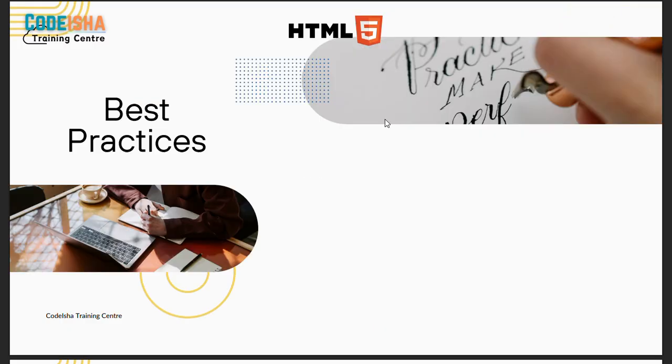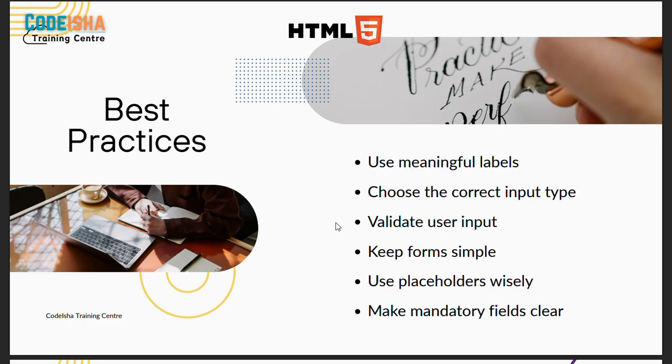And when we use these input types in HTML, we need to follow these best practices. So use meaningful labels. When you are adding input types, you must add meaningful labels. And choose the correct input type. For example, if we need a telephone number and we mistakenly add the input type as number, it will not work, right? Because we need a contact number, so at that time we can use the tel input type, right?